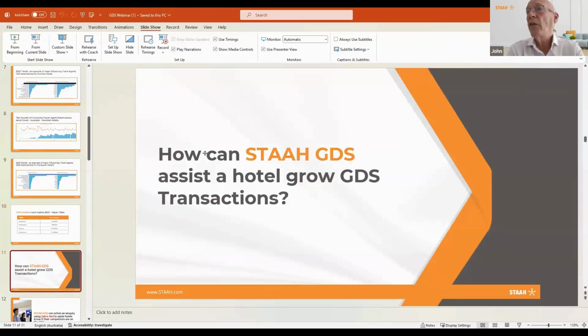So how can STAAH GDS help assist a hotel grow their GDS transactions? So what we're talking about here is, let's say a hotel decides to be on the GDS. Well, it's not just like turning a tap on. The hotel also needs to have its marketing and salespeople in tune with the decision they've made to be able to grow the actual GDS transactions. What's a transaction? It's simply a GDS reservation.